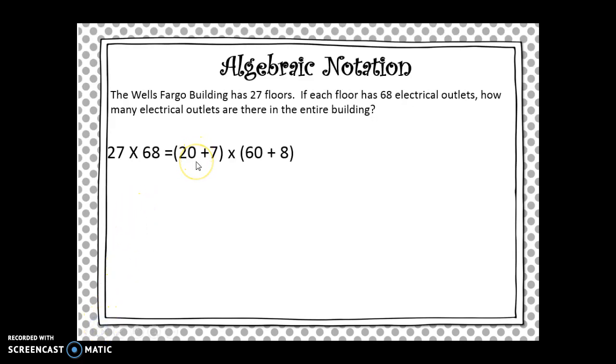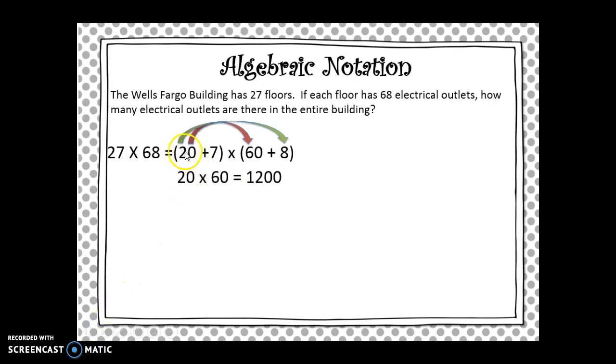My next step is to write those two numbers in expanded form. You'll see that I have divided it into 20 plus 7 times 60 plus 8. Pause the video as you write that down. My next step is to then use what we call the distributive property. We are going to multiply 20 times 60. You'll see that right underneath I'm showing the partial product of what 20 times 60 is. That is 1200. Make sure you're writing this down as we do each step.